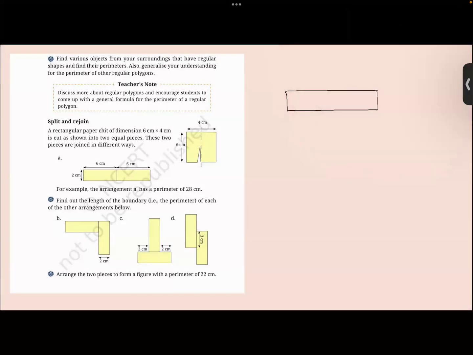See, the question is saying that you have to arrange the same two pieces of paper to form a figure with a perimeter of 22 centimeter. In the question number B, the perimeter was 28. In this, it was 28. And here, it was 26. Now all the arrangements are different. Now you have to arrange it in such a manner that the perimeter becomes 22 centimeter. So say that this is 6 centimeter as given, that is 2 centimeter, and that is also 2 centimeter.